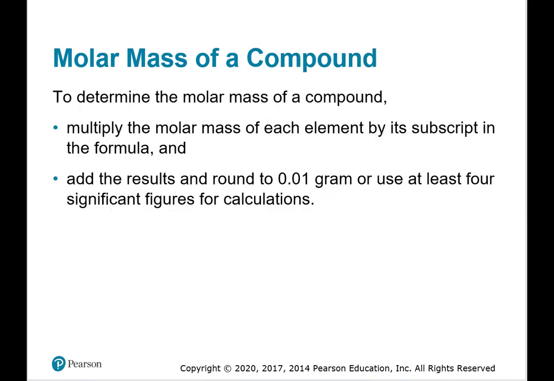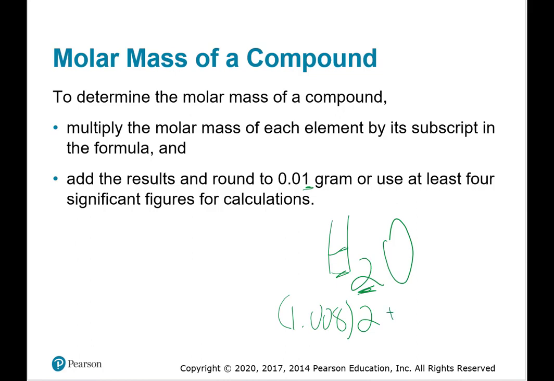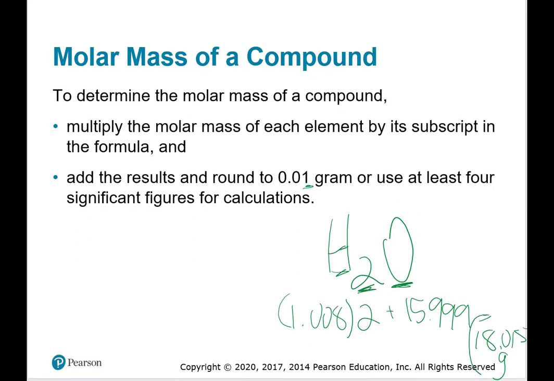So to determine the molar mass of a compound, you multiply the molar mass of each element by its subscript in the formula, add the results and round to the nearest hundredth of a gram, or use at least 4 significant figures for the calculations. For example, if I have H2O and I want to know the molar mass of this compound, I would look up on the periodic table and find hydrogen. Hydrogen has a mass of 1.008, and I would multiply that by 2 because there's 2 hydrogens. And then I would add 1 oxygen because there's not 2 or 3 or 4, there's 1. And oxygen is 15.999, and then I would get this total. It's going to be really close to 18. I think it's 18.015 grams for the molar mass of water.